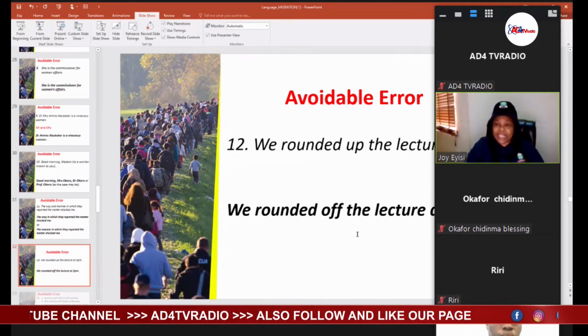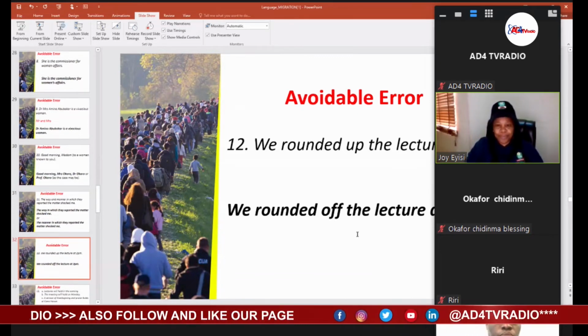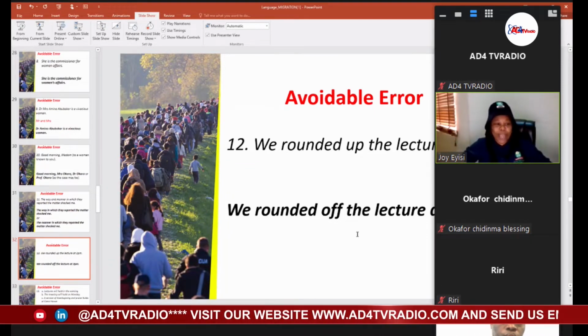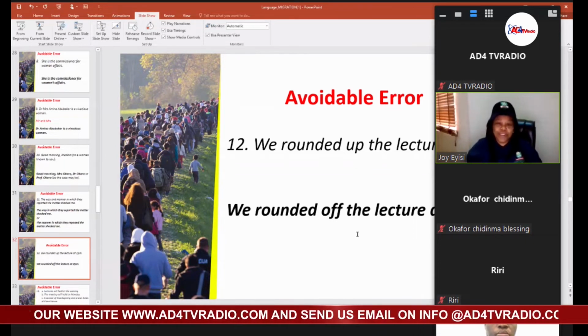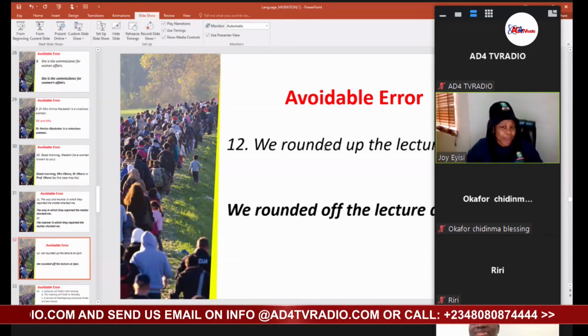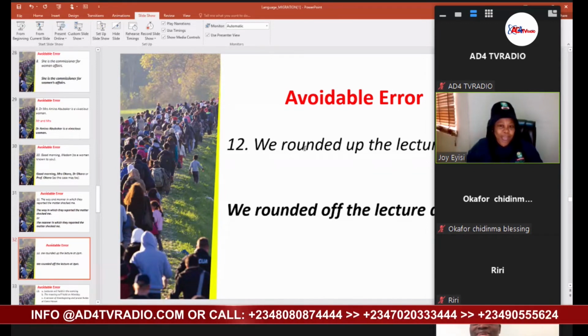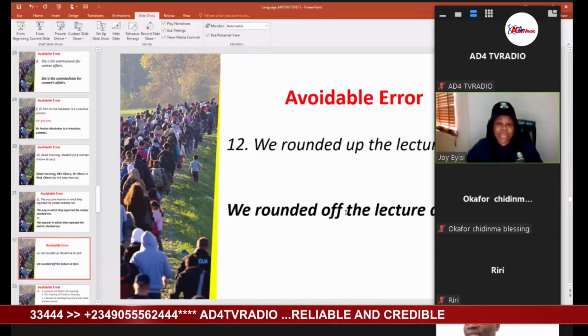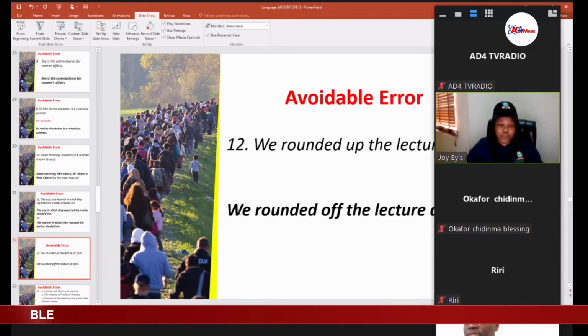We rounded up the lecture at 2 p.m. When you use round up, it means gathering together to arrest. But that is not what this speaker is talking about. There is no arrest in his intention. What he wants to say is we rounded off, meaning that we ended the lecture at 2 p.m. The right thing to say is we rounded off the lecture at 2 p.m. Use round up when you want to talk about arresting.